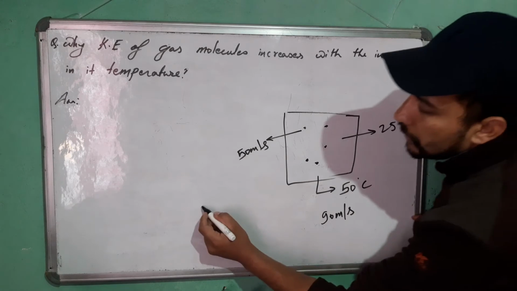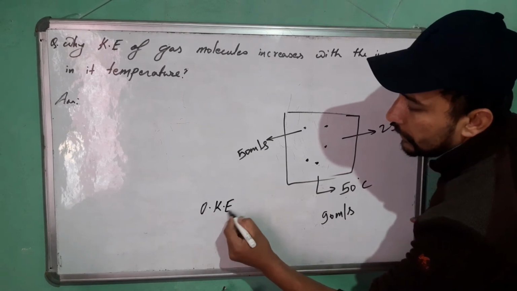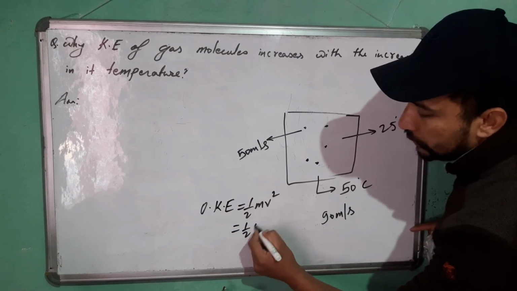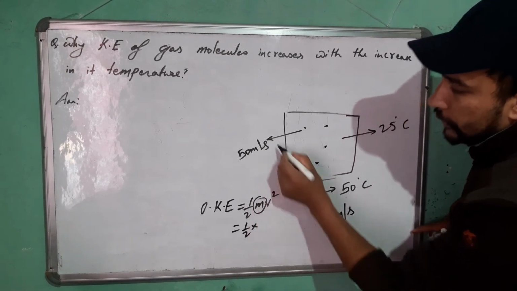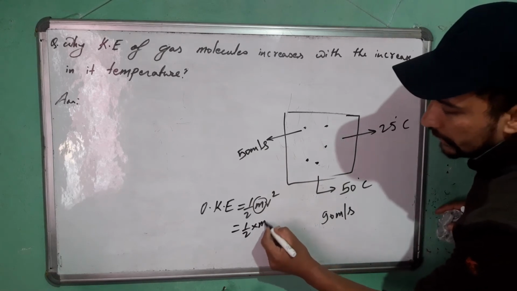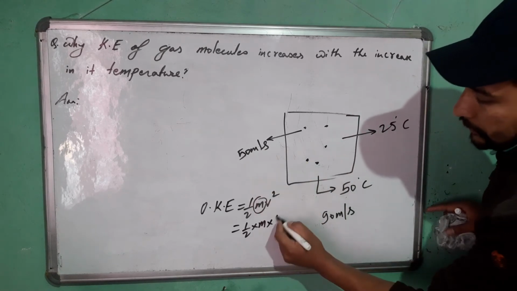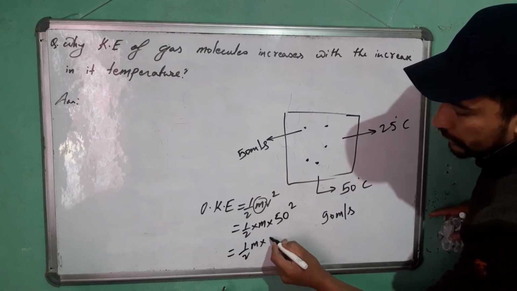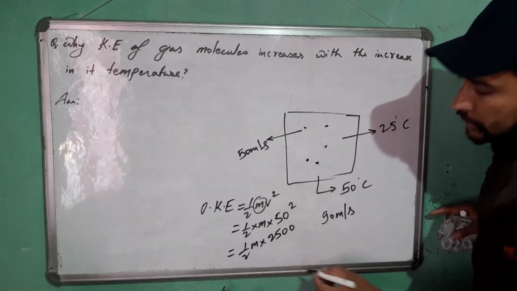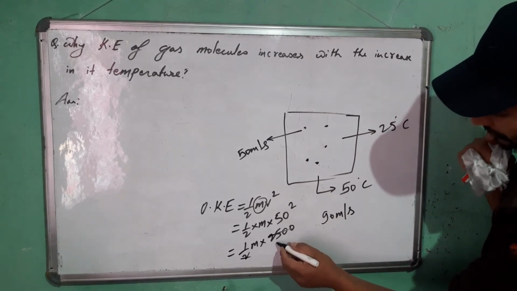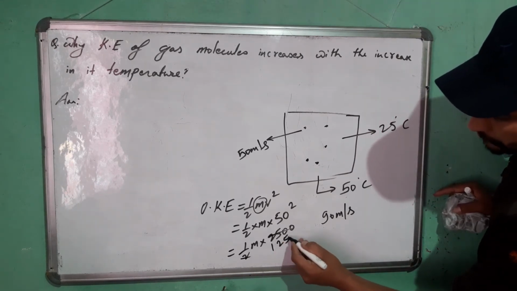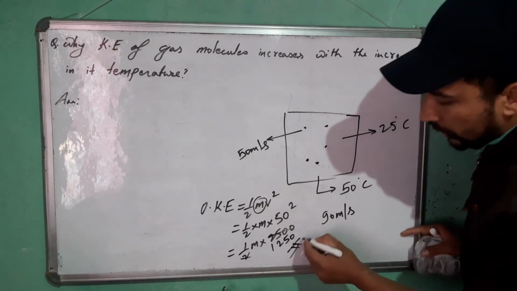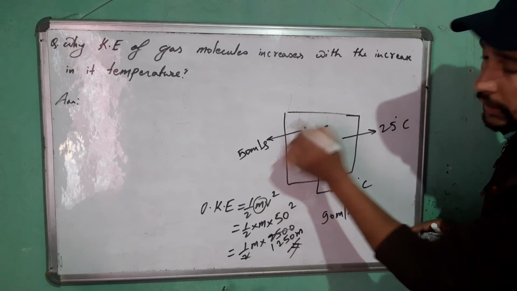So the original KE was half mv square. This is the formula of kinetic energy. Half into mass, for these molecules mass is constant, into velocity 50 square, so it will be half m into 2500. You can cancel this and write 1250 m, where m means mass of gas molecules.